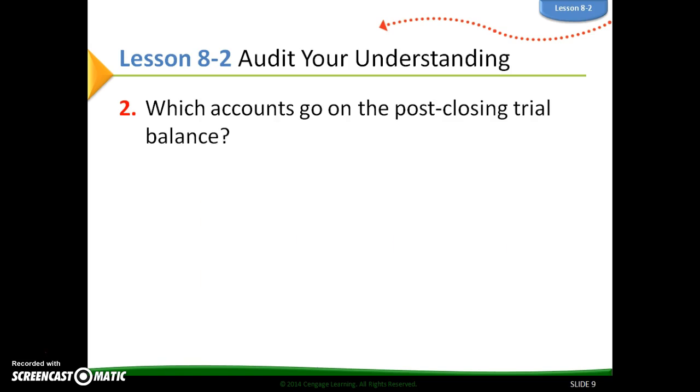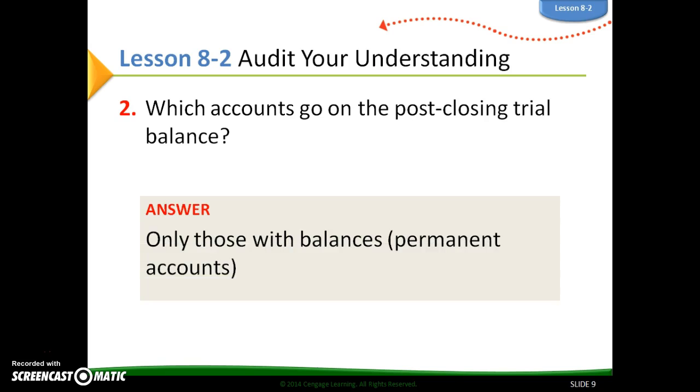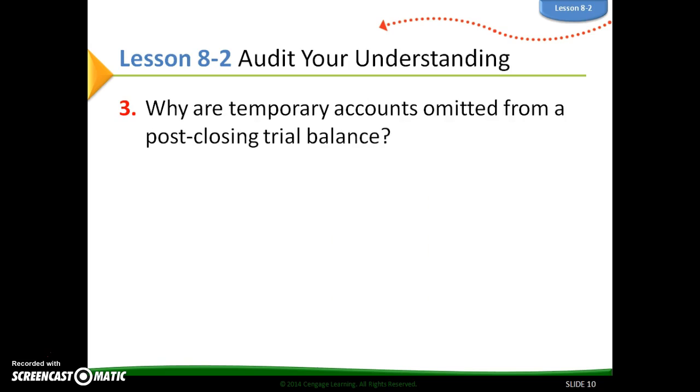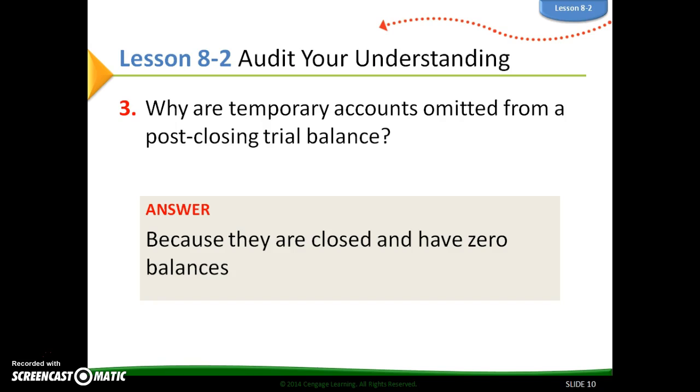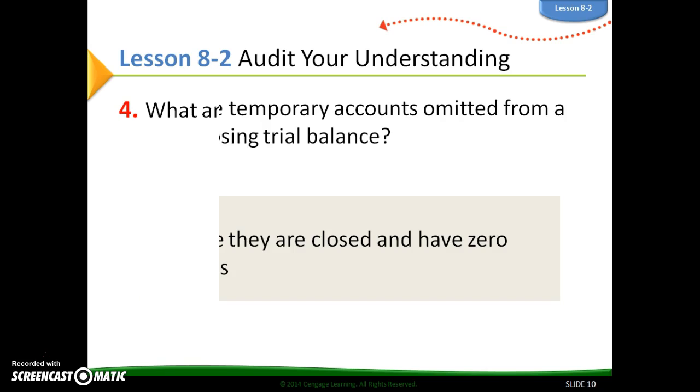Which balances go on the post-closing trial balance? Which accounts? Only the accounts with balance information, our permanent accounts, those are the accounts that go on the post-closing trial balance. Why would we omit those temporary accounts then from our post-closing trial balance? They're closed. We posted closing entries, we closed them out, they have a zero balance. We do not need to include them then in that post-closing trial balance.